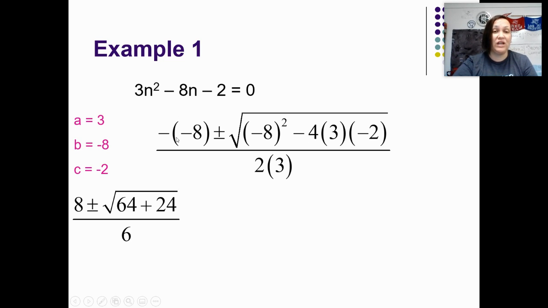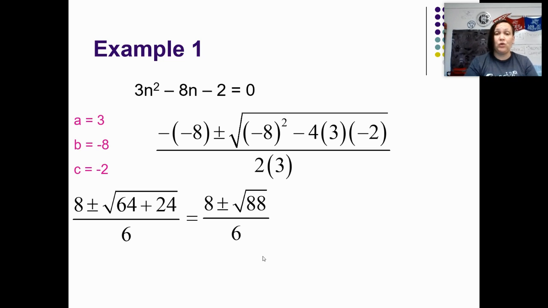So again, I changed this to a +8. -8 squared is +64. Be careful with that. 4 times 3 times 2 is 24. And this minus sign and this negative sign change to a plus. And then 2 times 3 is 6. Next, I'm just going to do one step of math. I'm not allowed to do any simplifying with a fraction. I have to keep going with my radical. So 64 plus 24 is 88.